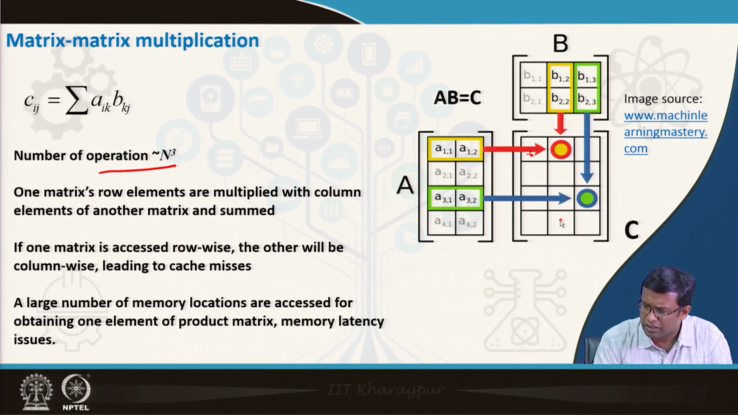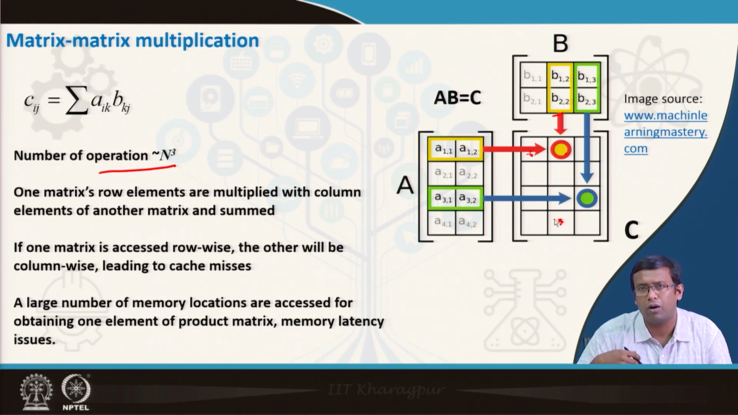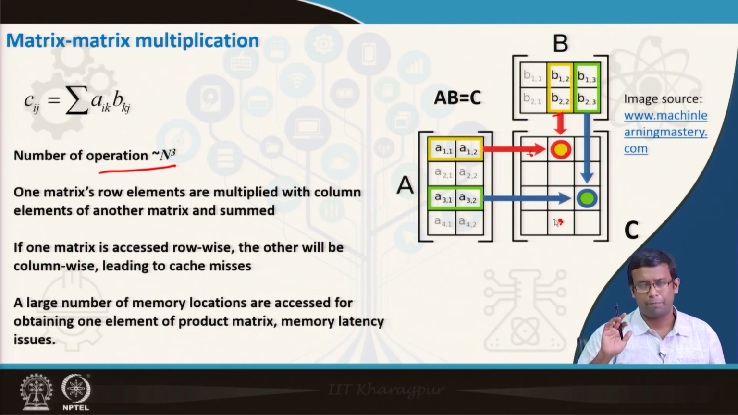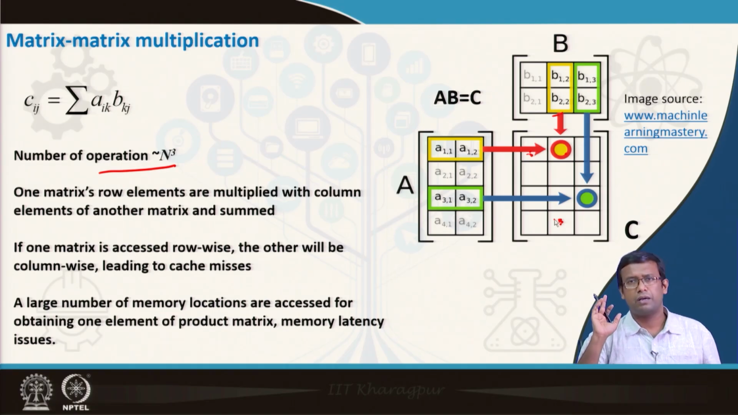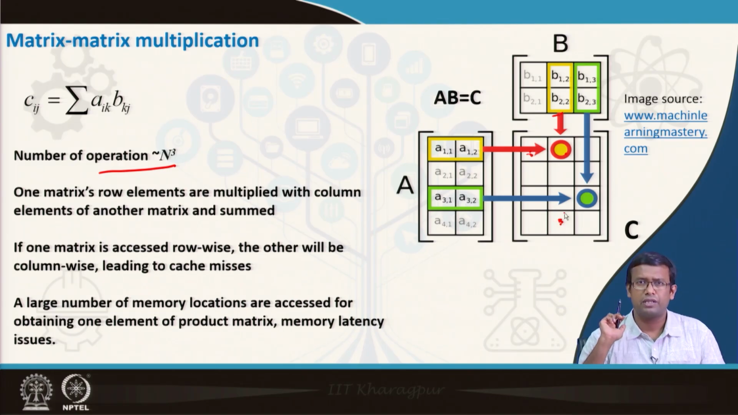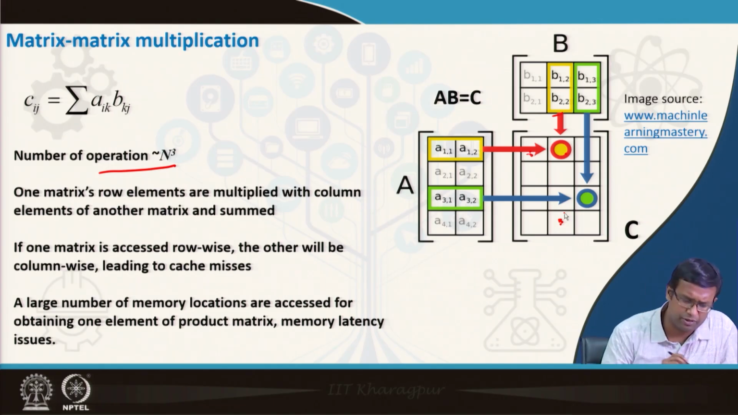Again for getting this element, these memory locations will be accessed and we will get this element. But these are two different iteration loops, maybe different threads are responsible for that. Essentially the same exercise of fetching the memory is done several times for the same memory location for getting different computations. This is one issue in terms of memory latency.